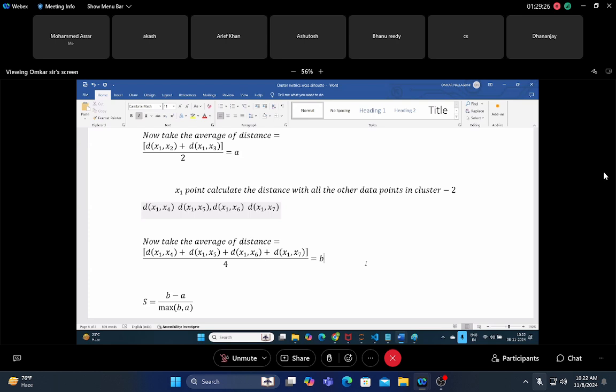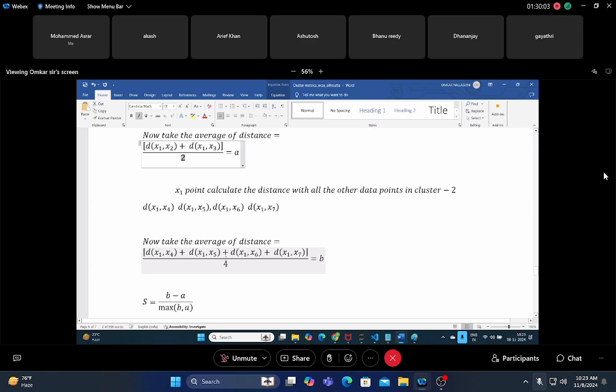So you are with your close ones. That is one case. Another one is you are not with your close ones. That is another case. Each point's distance with all the data points in the same cluster, and each point's distance with all the data points in another cluster. The same cluster is called A, another cluster is B. Take the average. Here only 2 points are there, that's why we are dividing by 2.